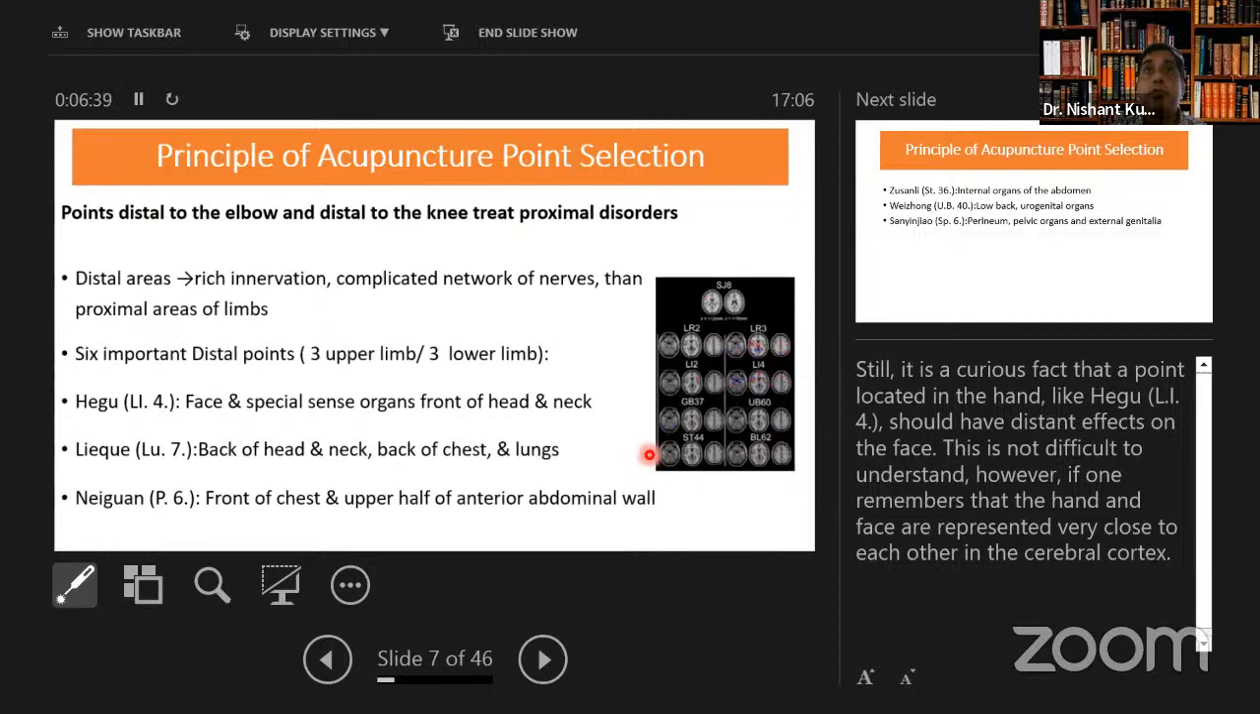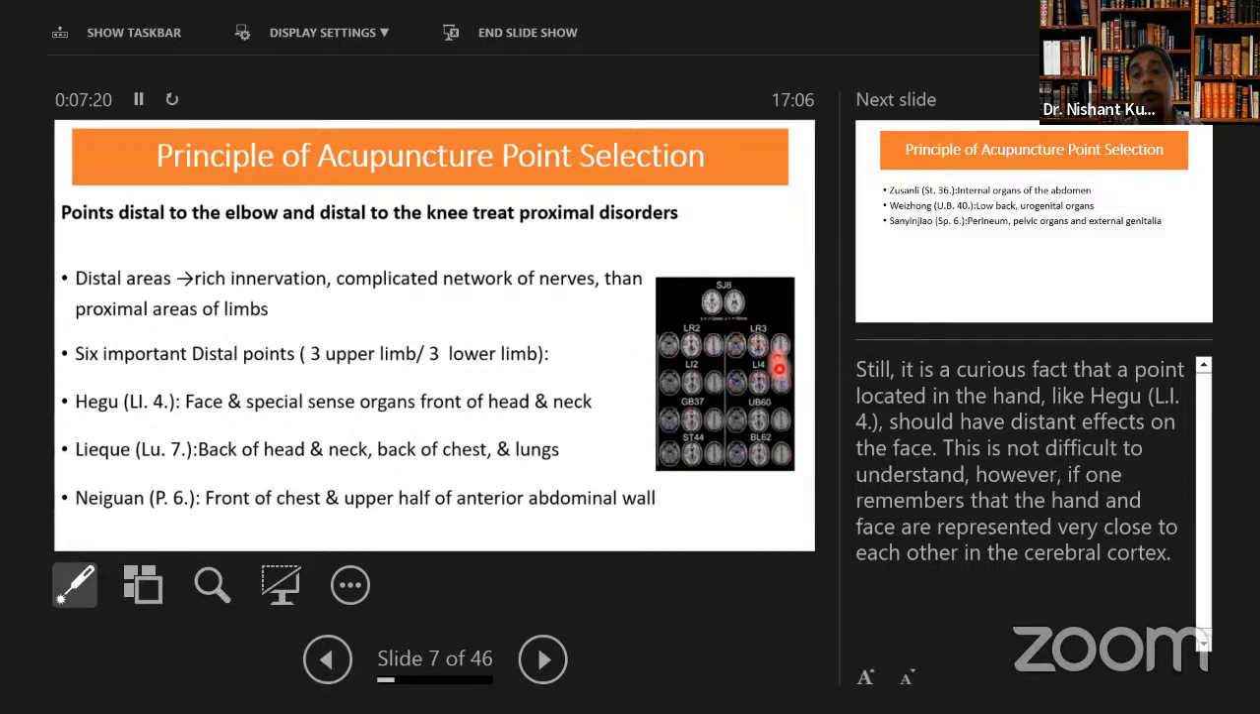Which important thing है, if you know that यहाँ तो in the proximal area you have the main nerves. Gradually the nerves branch, they become small nerves and they become a plexus. ठीक है, जितने भी हमारे distal points होते हैं elbow के नीचे और knee के नीचे, they are very useful in treating the proximal disorders. So distal areas are rich in innervation by the complicated network of nerves than the proximal areas of the limbs. So there are a few important points, 3 in the upper limb, 3 in the lower limb, that are very useful for some particular areas of condition, and they have been shown.